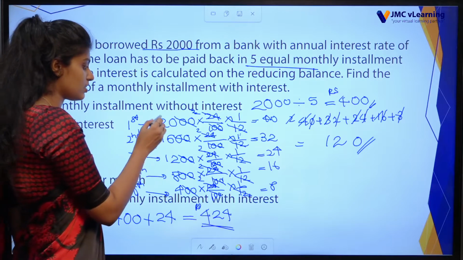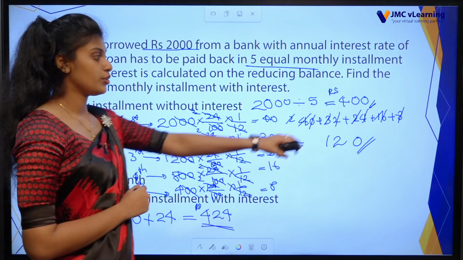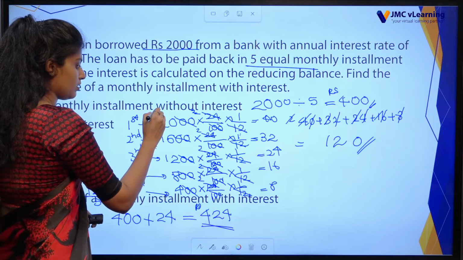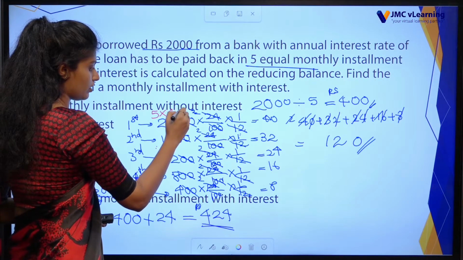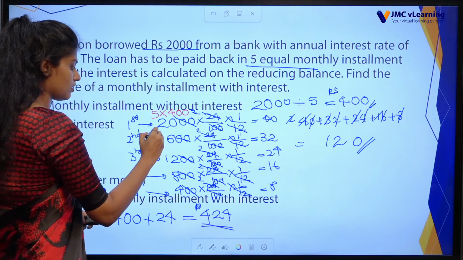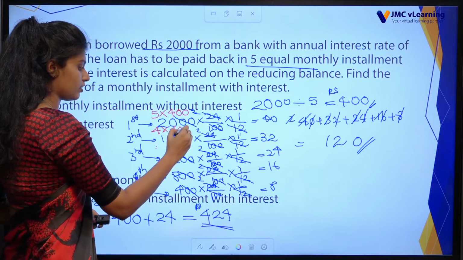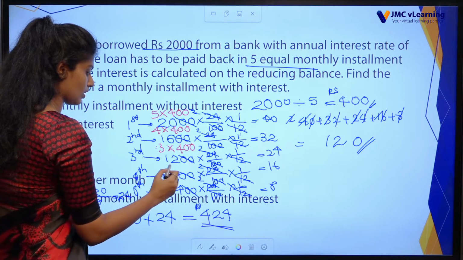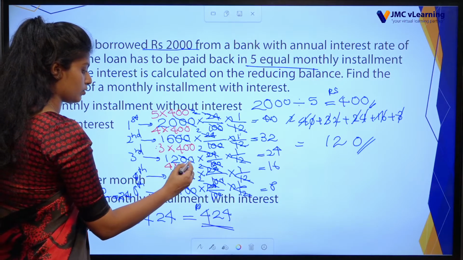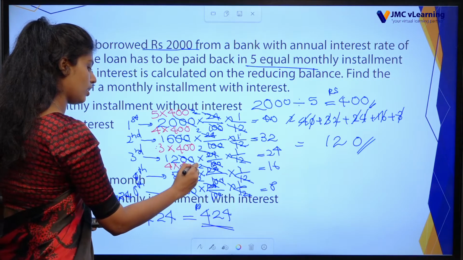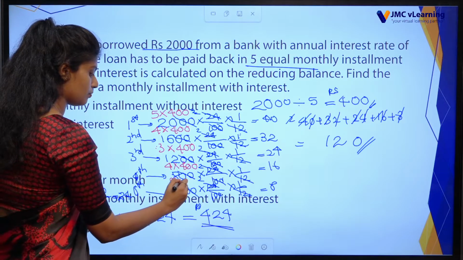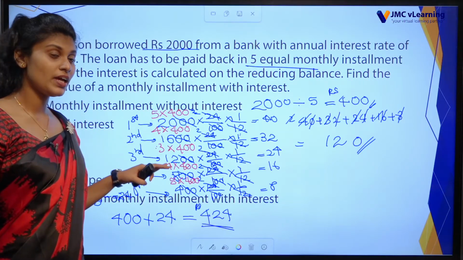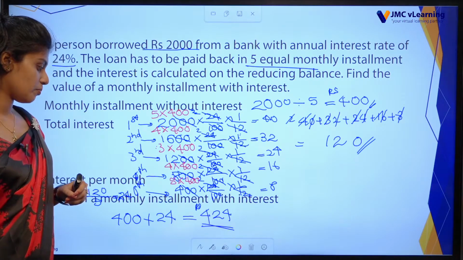In this question, this 200 we can write using the monthly installment without the interest. That means this is 5 into 400. This one is 4 into 400. This is 3 into 400. This is 4 into 400. This is 5 into 400. We can take the answer for them at once. How can you take them?